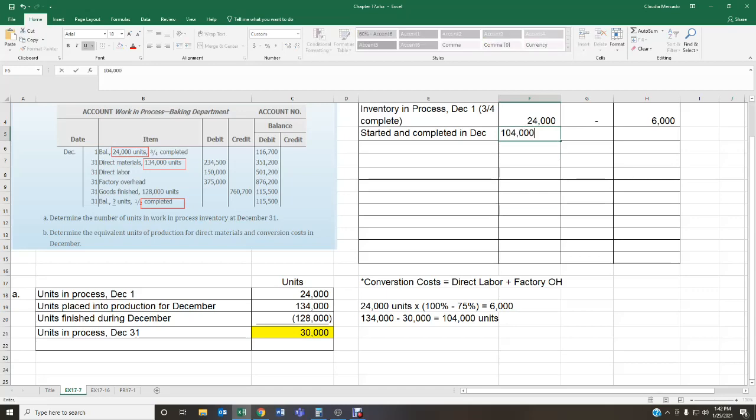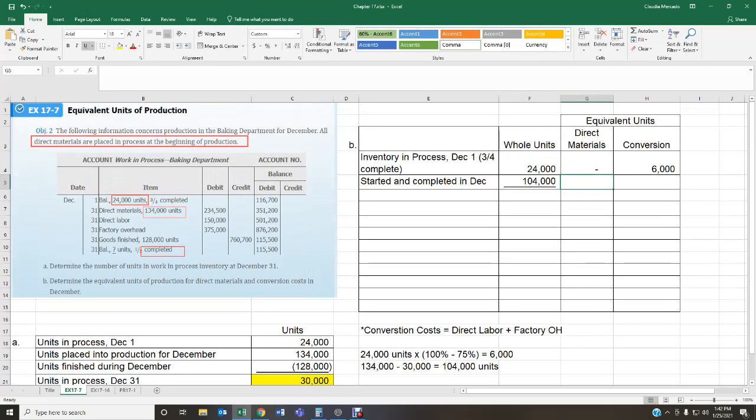So I've got 104,000. How about for direct materials? What does it say? Direct materials are added at the beginning of production. So is this brand new production? Yes. We started manufacturing these 134,000 units in December. So we're going to add direct materials of 104,000. How about conversion? Well, these are started and completed. So we started them and we finished them. So we incurred conversion costs of the 104,000 units.